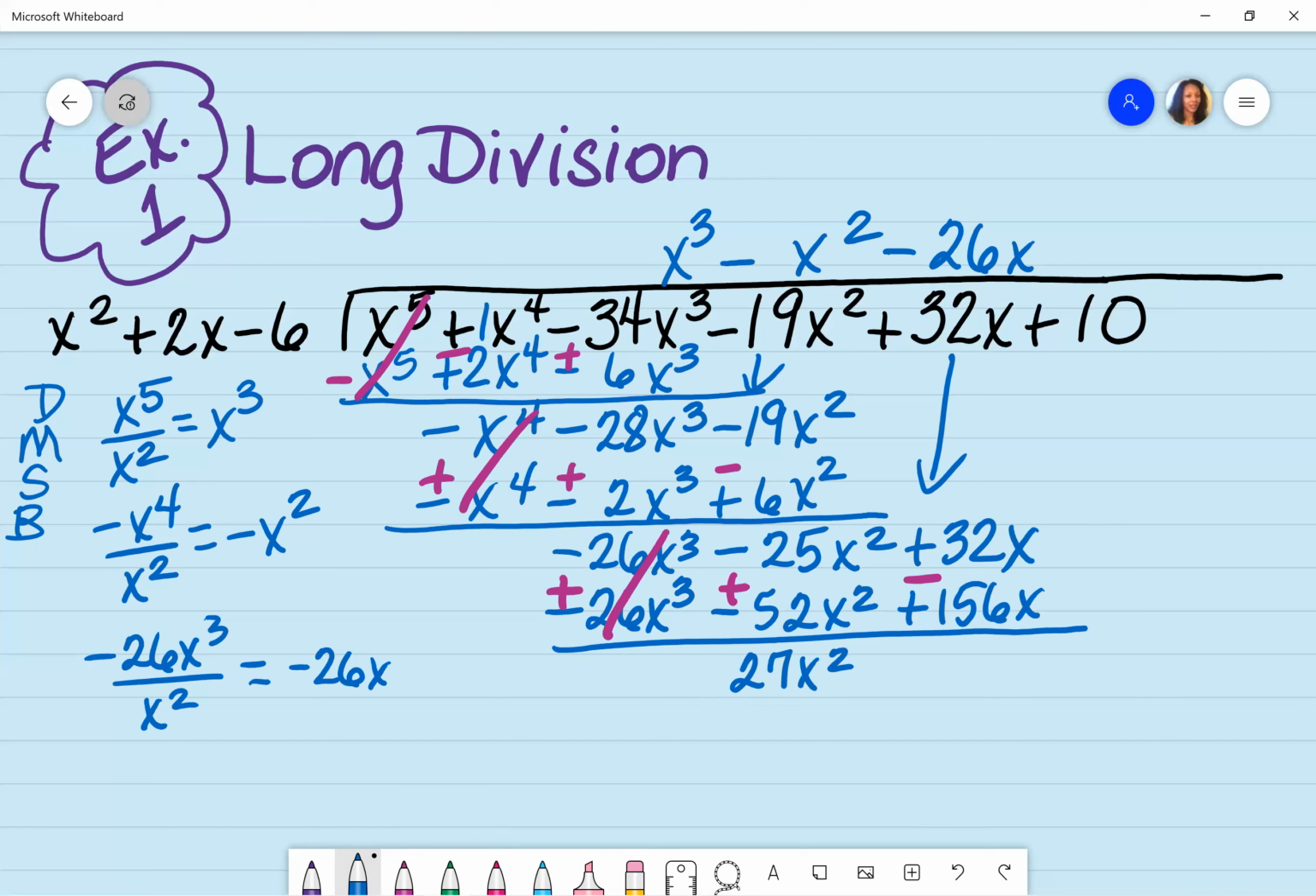32 minus 156 is going to be negative 124x. And then I bring down this final constant, which is plus 10.